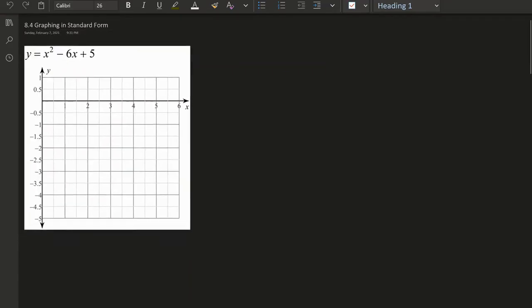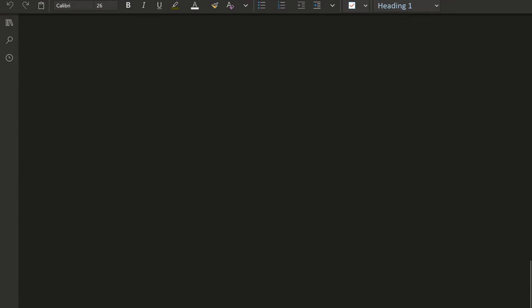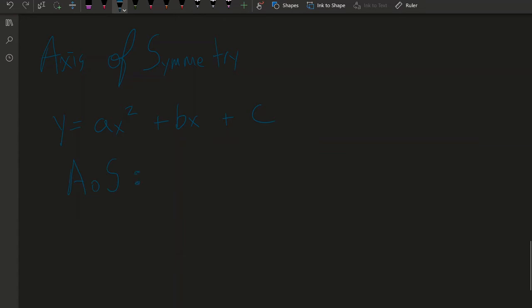So here's our first example problem, but before I get into that, I want to talk about axis of symmetry. So if I have a quadratic function in standard form, y equals ax squared plus bx plus c, the way I find the axis of symmetry is by saying x is equal to negative b divided by 2a. Now let's see how that applies to this one.